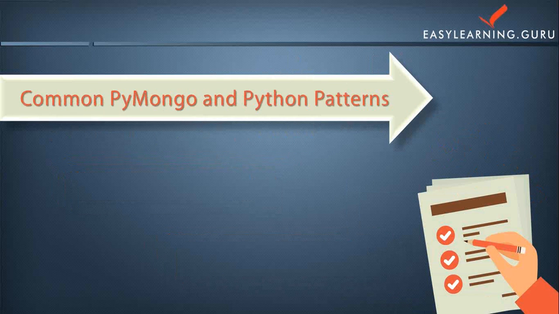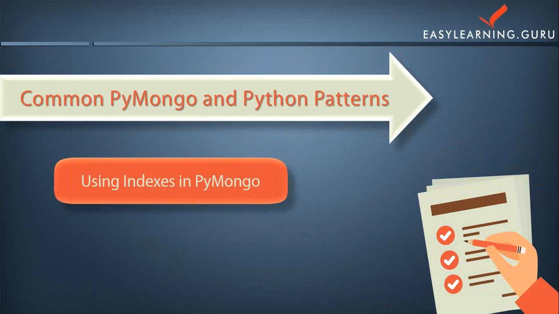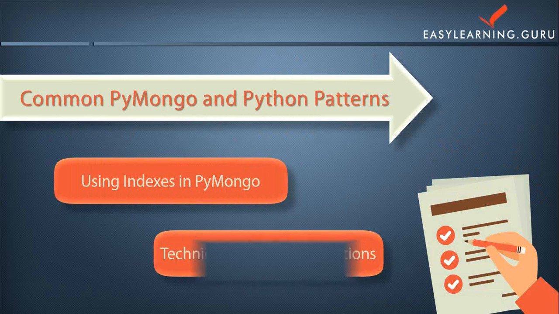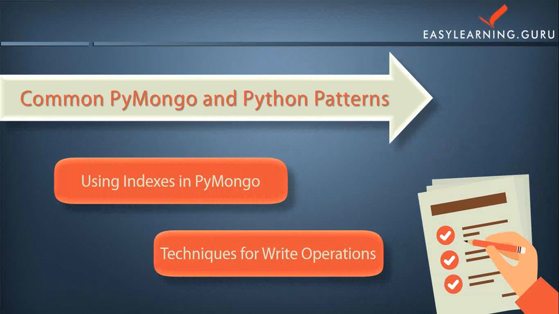In the next module, I'll show you some common PyMongo and Python patterns, and then we'll see the usage of indexes of MongoDB in PyMongo, and their implementation with the help of some programs. And also, we will see the various techniques for performing write operations such as atomic operations, bulk write operations, etc., and hence their implementation in the hands-on session.